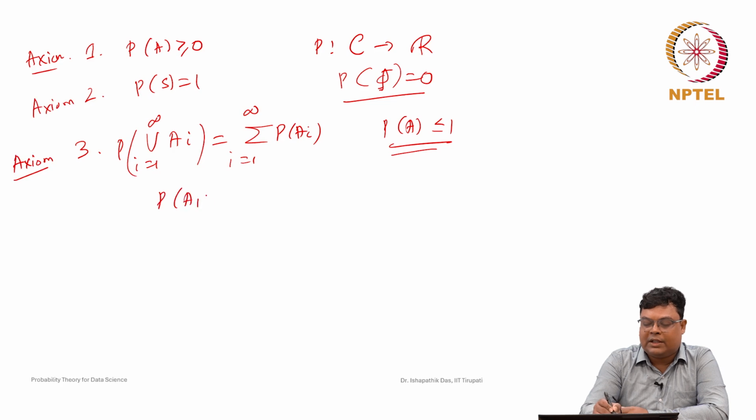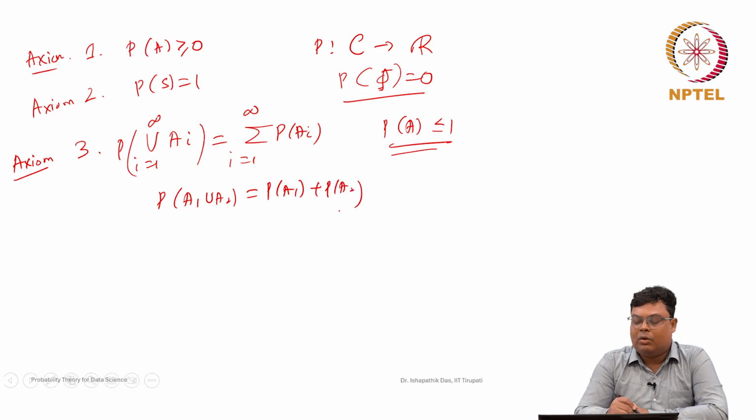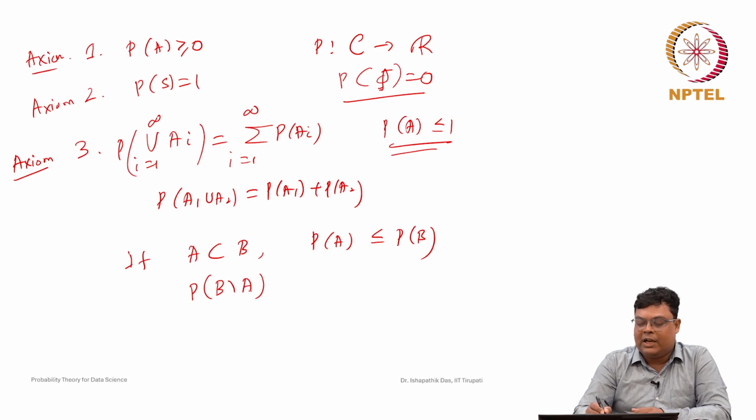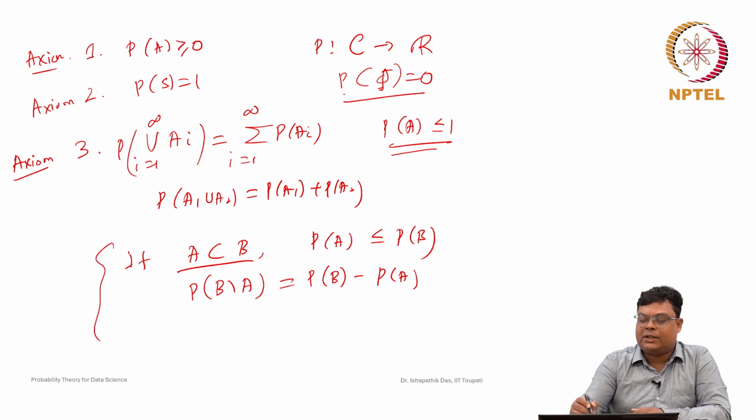In particular we discussed probability of A1 plus probability of A2. So, there are many other things we use in probability: if A is a subset of B, then probability of A is less than or equal to probability of B. And B minus A, a notation for all the elements in B which are not elements in A, has probability equal to probability of B minus probability of A, if A is a subset of B. So, those properties, P of phi is 0, P of A is less than or equal to 1, we have to prove because they are not in the axioms.